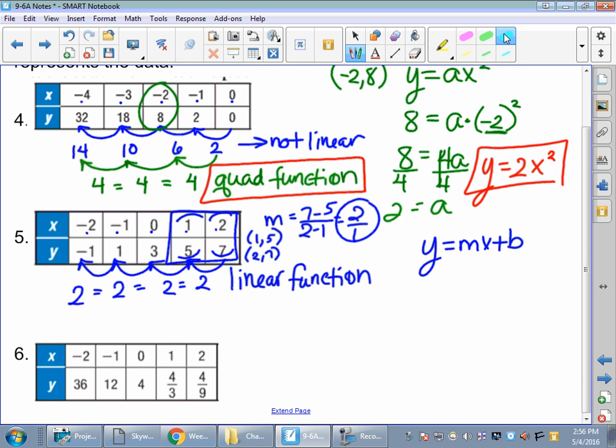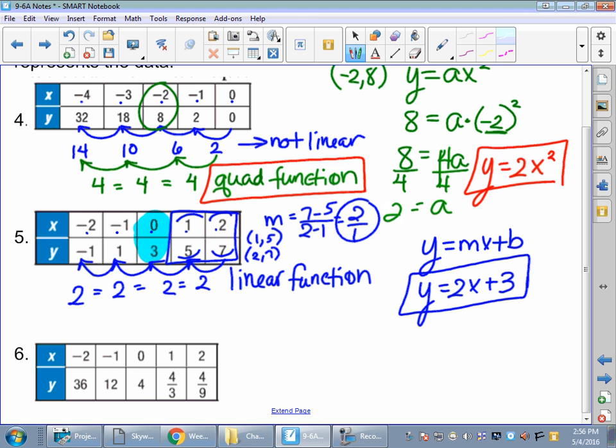So I'm going to use that, 0, 3. If that's my y-intercept, little b is my y-intercept, I'm finished. y equals 2x plus 3. Now, if they didn't give you that ordered pair, all I would do is plug in an x and a y into the equation and solve for little b.